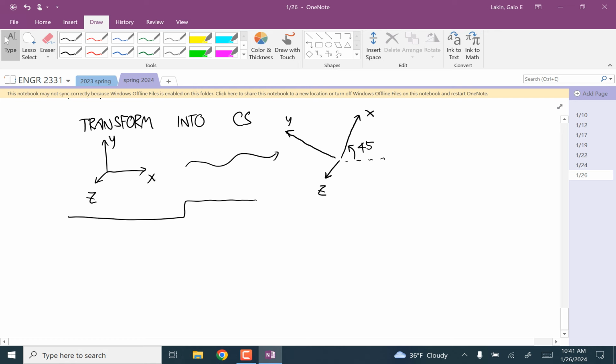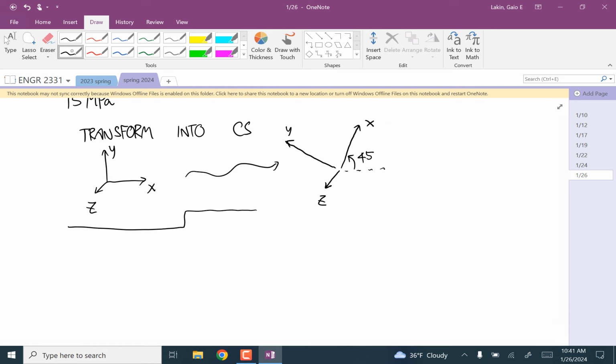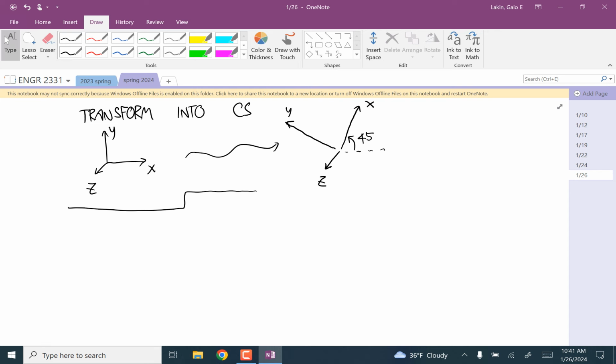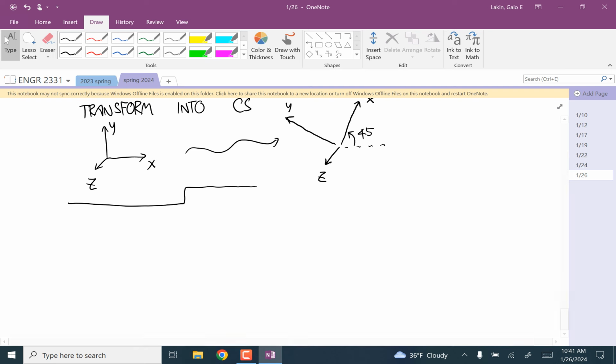Okay, so let me just go through how to do this so everyone's on the same page. So this rotation is going to be positive 45 degrees about z.